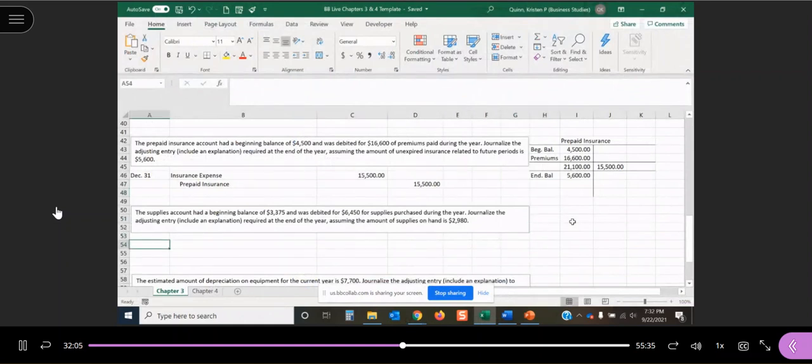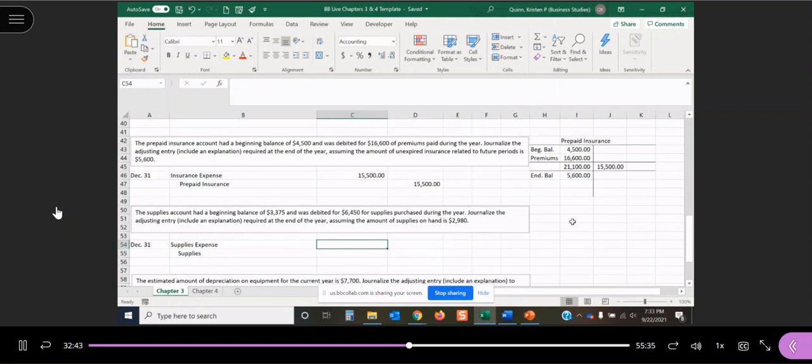So the next one, it tells us our supplies account had a beginning balance of $3,375 and was debited for $6,450 of supplies purchased during the year. And they want us to journalize the adjusting entry required at the end of the year, again, assuming that the supplies on hand, meaning the ones I can still touch, I still own, is at $2,980. So anytime we use an asset, it becomes an expense. The asset that we're using is supplies, so we now have supplies expense, and we're reducing our supplies.